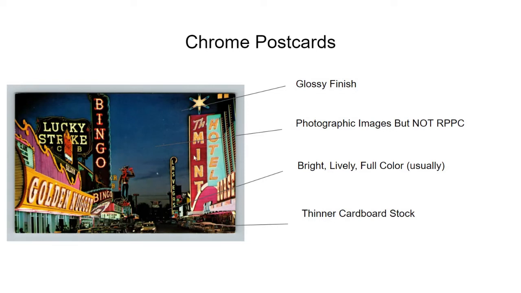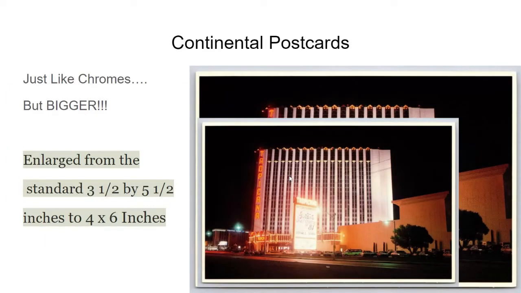Now, also in our modern era, we see Continental postcards, which really are exactly like normal chrome postcards, but they're enlarged from the standard 3.5 by 5.5 inches to a huge 4.4 by 6 inches. Usually the same art is used, but it's just on a bigger postcard.